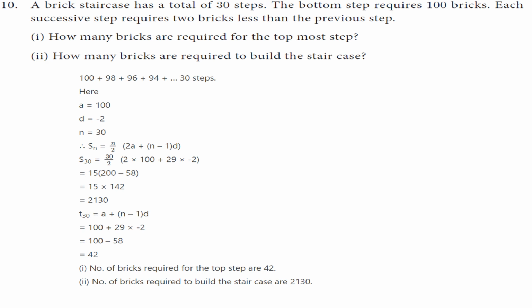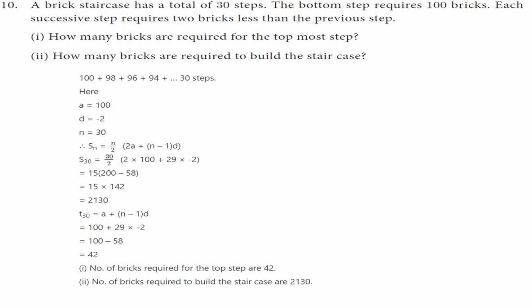So here a equal to 100, d equal to t2 minus t1, that is 98 minus 100, minus 2, n equal to 30. Therefore first we will find out Sn. Sn equal to n by 2 into (2a plus (n minus 1) into d). Therefore S30 equal to 30 by 2 into (2 into 100 plus (30 minus 1), 29 into d, which is minus 2). So 30 by 2, 15 into (200 minus 58, 142). So S30 equal to 2130.